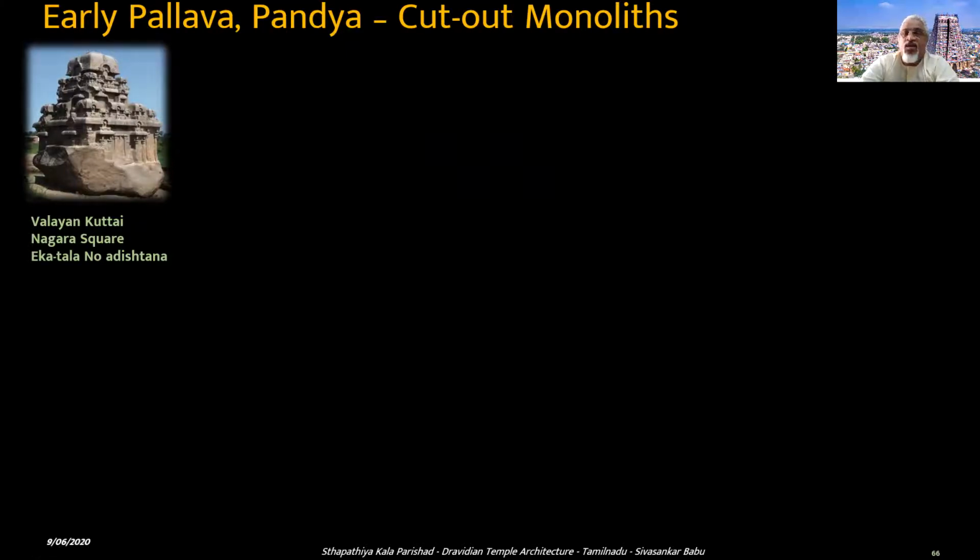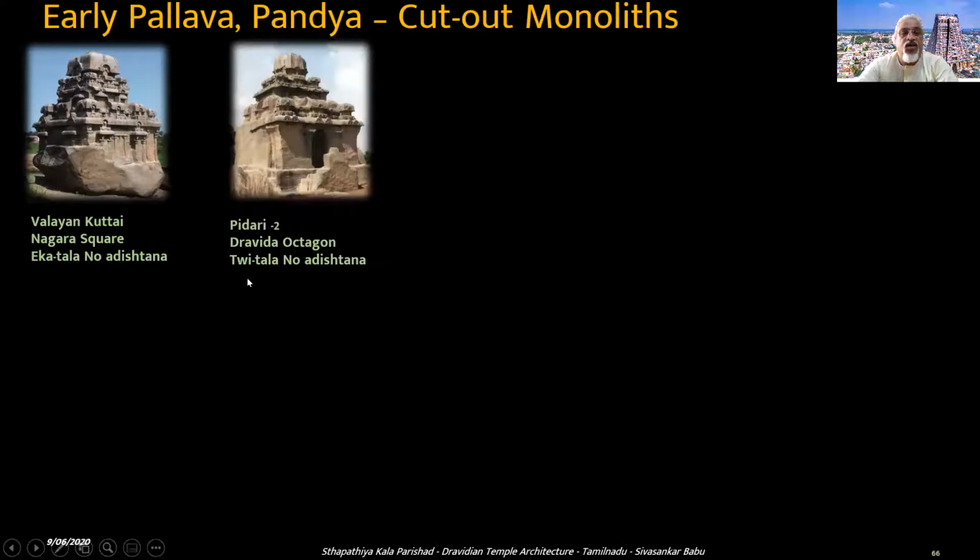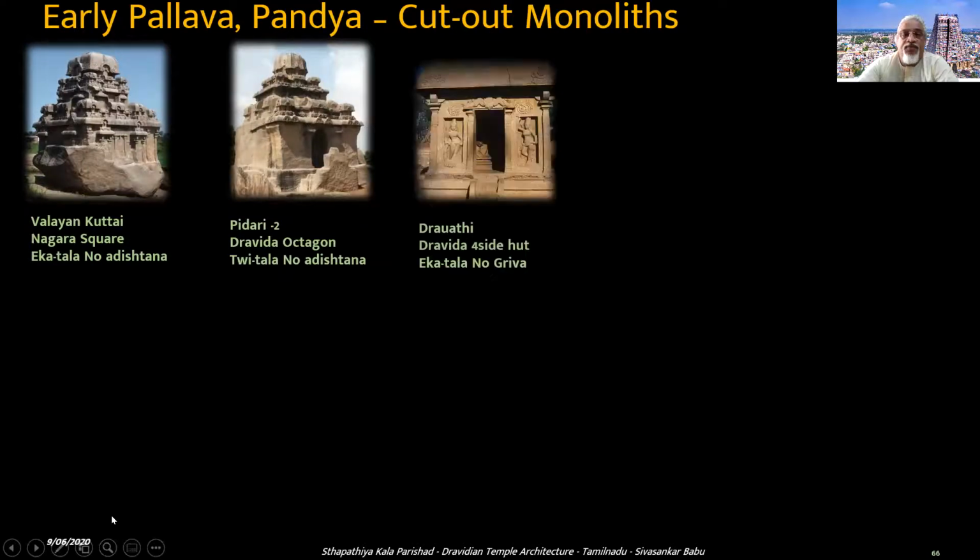In monoliths, the technology is cut-out. We start from the top and then gradually cut down to the bottom. So the first and great thing to focus on is the shikharas. Here we see various combinations of shikharas in multiple styles. So Valayankuttai Ratha, incomplete but with a beautiful Nagara shikhara, Ekatala. Then Pidari Ratha with the Dravida octagonal shikhara, Dvitala. We have Draupadi, a Dravida four-sided hut-like shikhara.